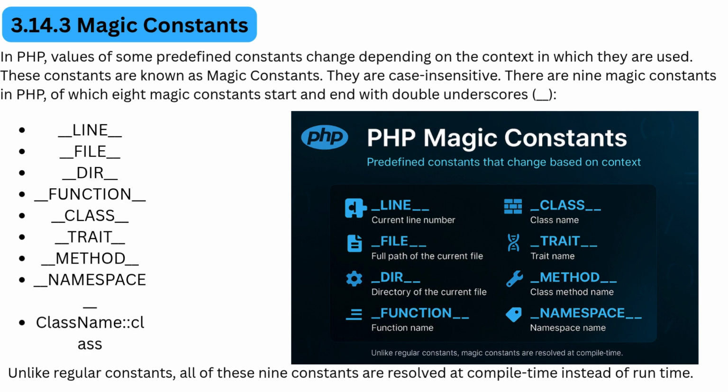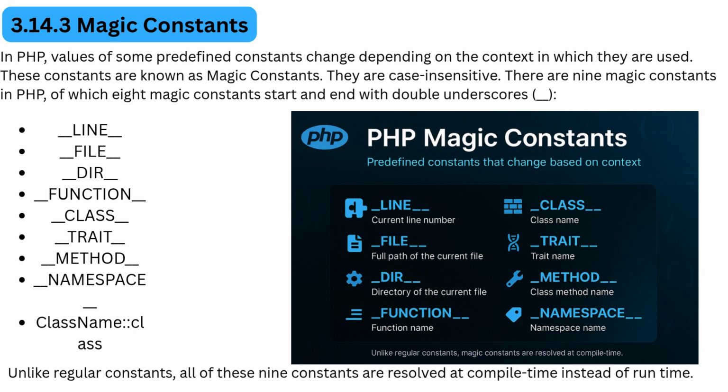Now here's something very important. Unlike regular constants, which are resolved at runtime, all magic constants are resolved at compile time. That means PHP determines their values before the code is actually executed. This makes them fast, efficient, and extremely useful for debugging, logging, and managing large projects where you need to know exactly what file, class, or function your code is running in.